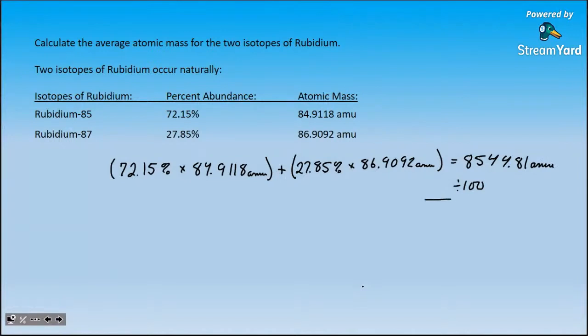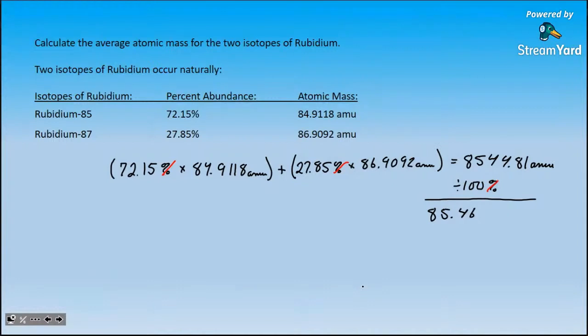That would be AMUs for the units, because eventually I'm going to divide by 100%, and that's where the units of percent end up canceling out. And when I divide that by 100, I get a final answer of 85.46.